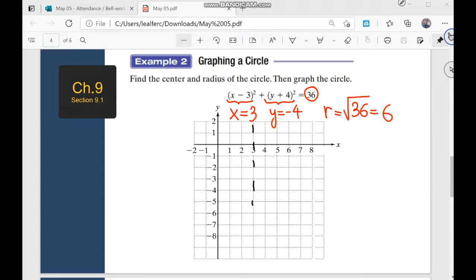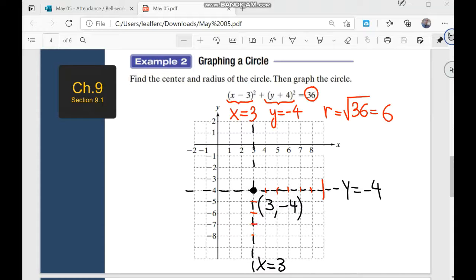X equals 3 is this line here. Y equals negative 4, that is the line. And that's the point. This is the center. X equals 3, y equals negative 4. And the radius is 6. 1, 2, 3, 4, 5, 6 in each direction.